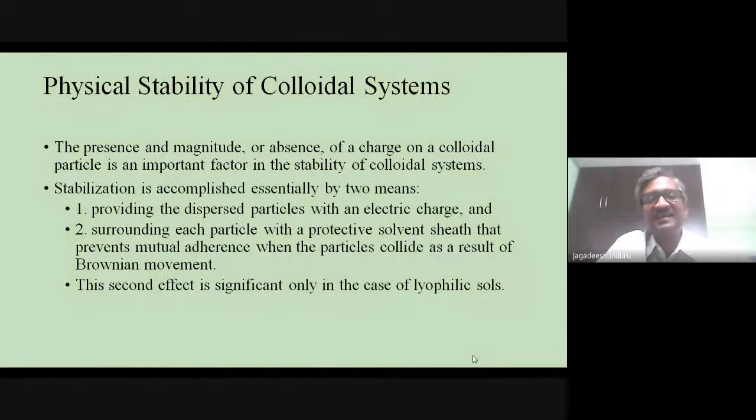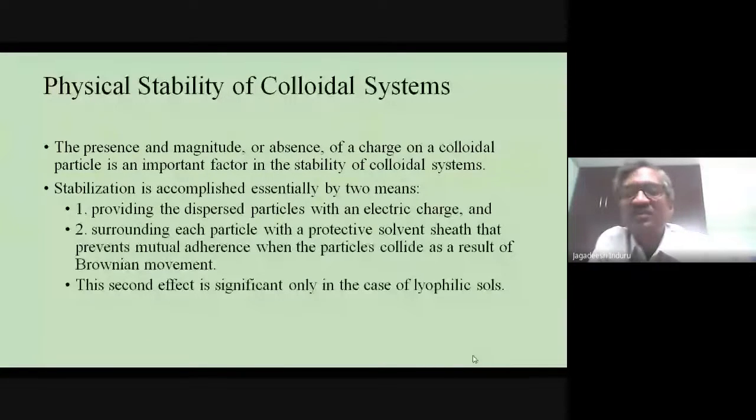But the second effect is significant only in lyophilic colloids, not in lyophobic colloids. The reason is that lyophobic systems are solvent-hating, that is, they hate the water. So you don't find any sheath of solvent acting as a barrier in lyophobic systems. The second effect is predominant only in lyophilic systems.